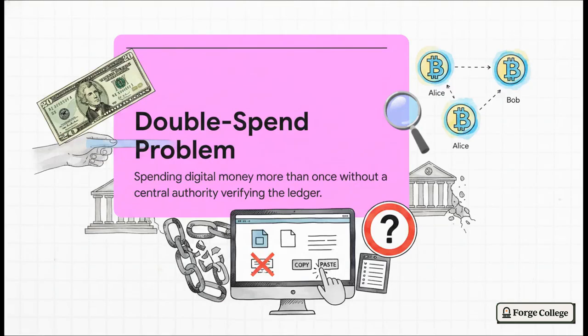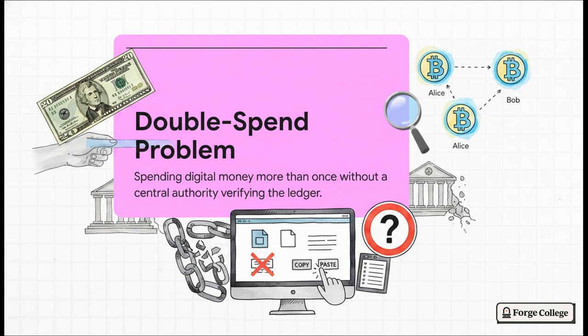Okay, so if you want to bypass the banks completely, you run into a massive engineering wall almost immediately. Think about physical cash for a second. If I hand you a crisp $20 bill, I don't have it anymore, right? You have it, it's physical. But digital money is really just data. It's just a file on a computer. And what is the absolute easiest thing in the world to do with a digital file?